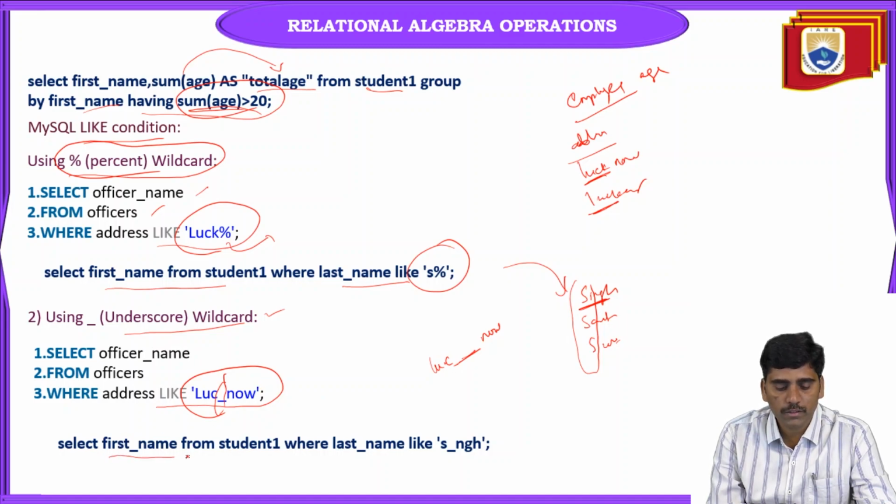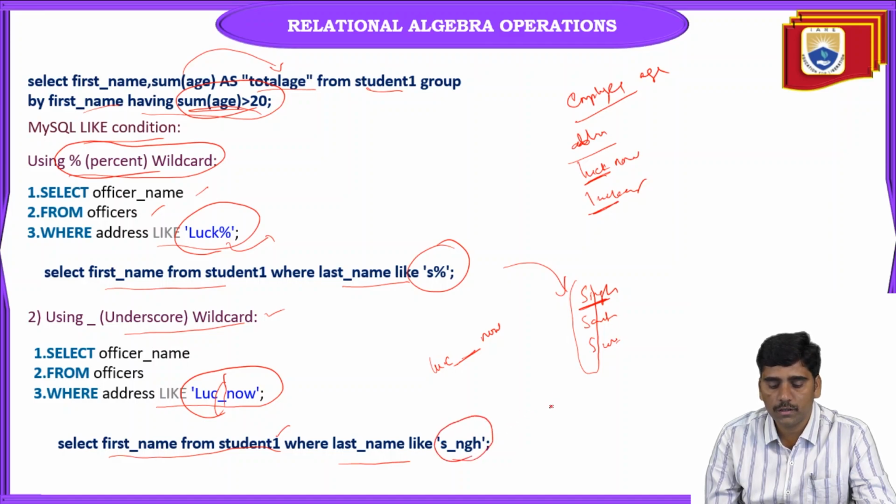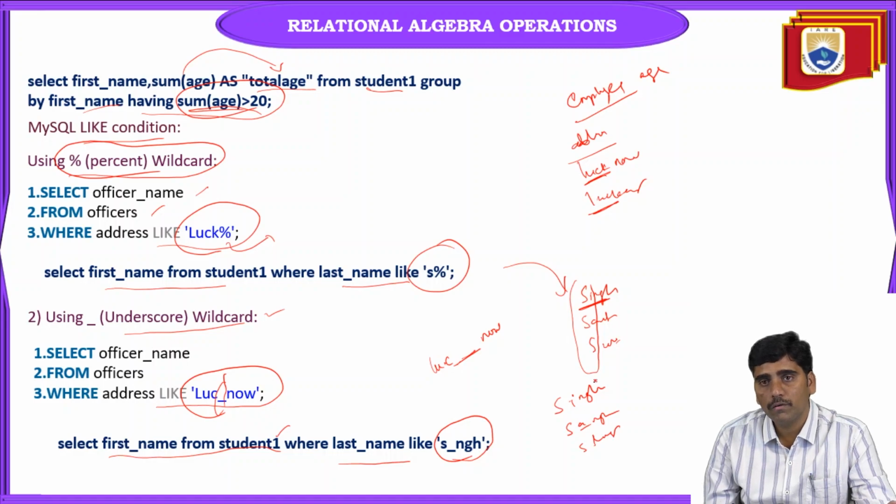So here: select first name from student1 where last name like 'S underscore Singh'. S underscore Singh means sometimes Singh will be there, sometimes Sangh, sometimes Slngh. Whoever has a last name starting with S and ending with NGH, with the underscore standing for whatever value in between, the first name will be displayed.